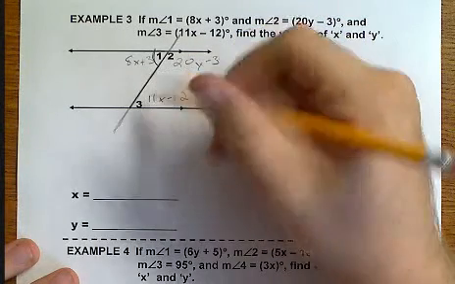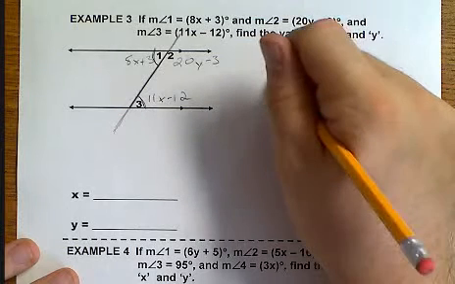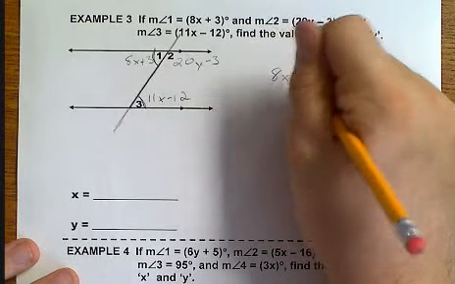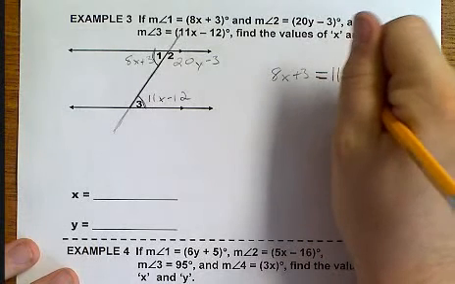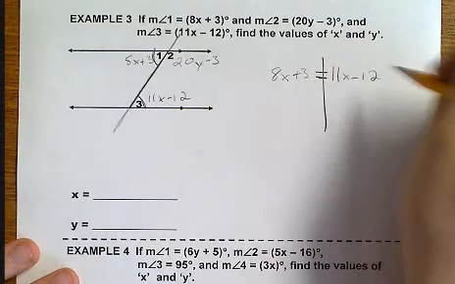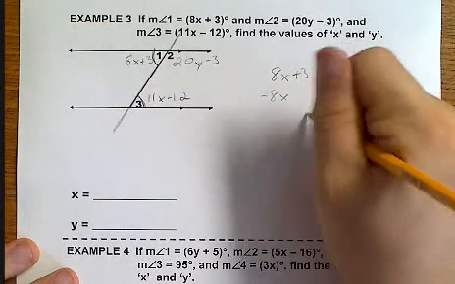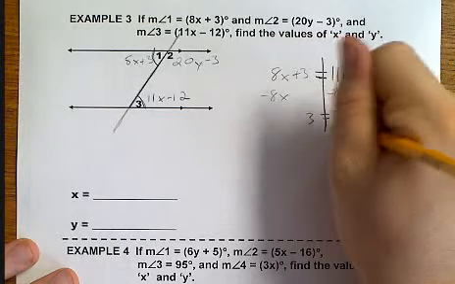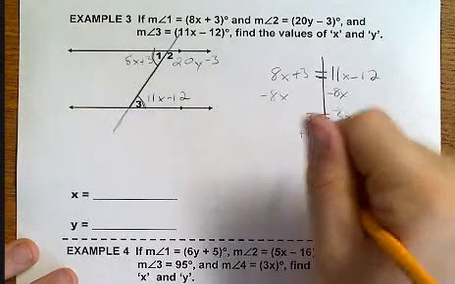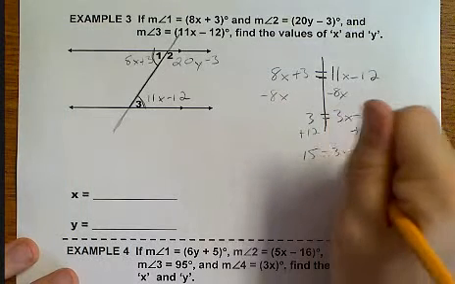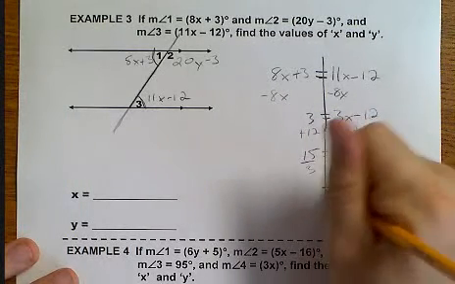Well, we have to know that 1 and 3 are congruent, so I can label them 8x plus 3 equals 11x minus 12. Go ahead and start working. Get rid of the 8x. 3 equals 3x minus 12. Add the 12. 15 is 3x. X equals 5.